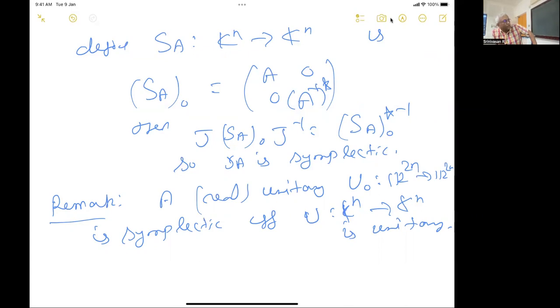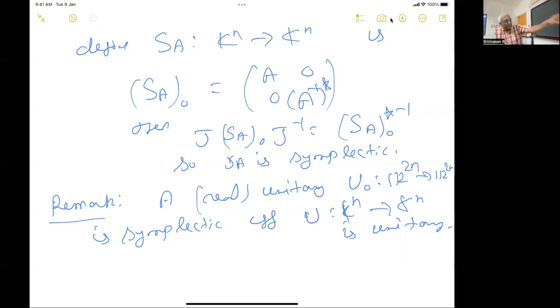So now, if U naught is a real unitary, it preserves the real part of the inner product. So it preserves the imaginary part also, so it's a unitary. You should know that if you have a map that preserves the real part of the inner product, then it preserves the norm. And if it preserves the norm, it is unitary, but you have to prove it's complex linear. For that, it should preserve the imaginary part also.